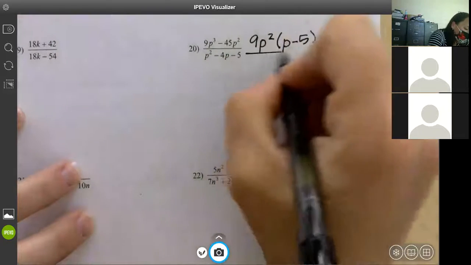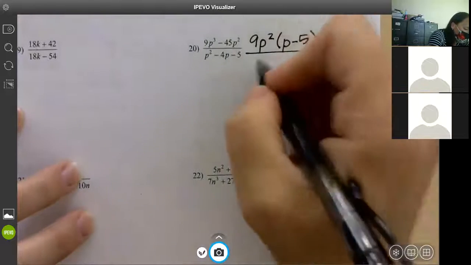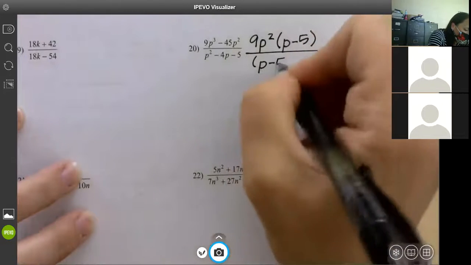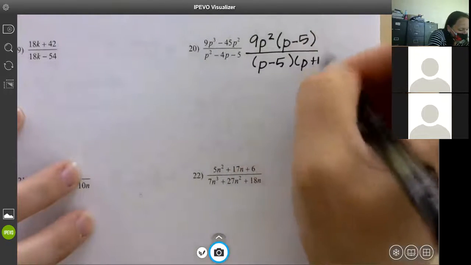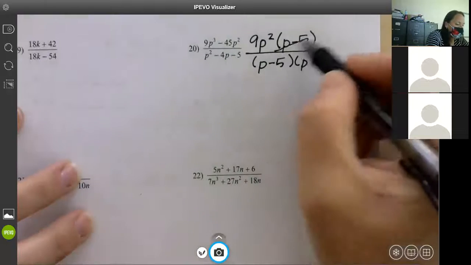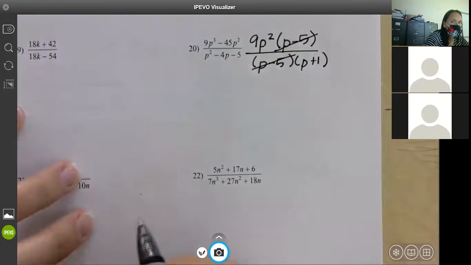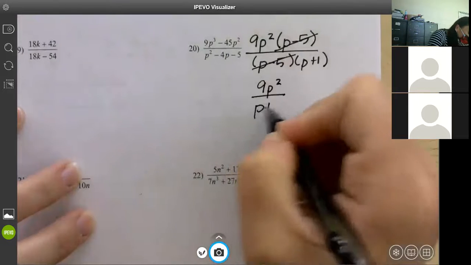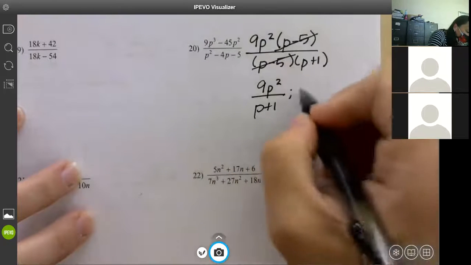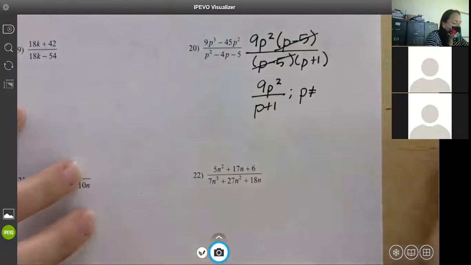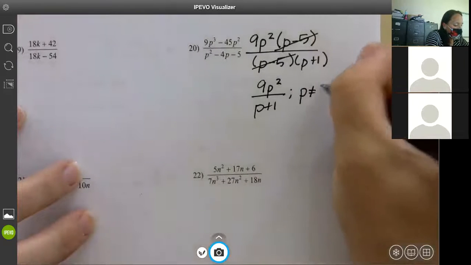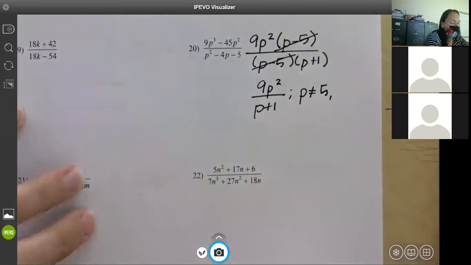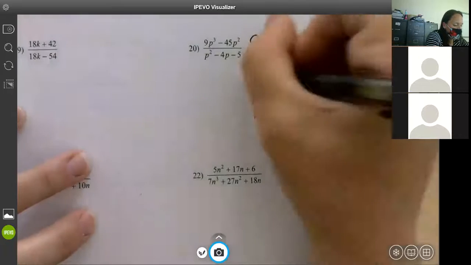On the bottom, factors of -5 that add to -4. -5 and 1. So your 5 will cancel out. So that means we have a hole at 5. On the top, we have 9p squared. On the bottom, we have p plus 1. p cannot equal, where was our hole again? Do we have a vertical asymptote? At -1.